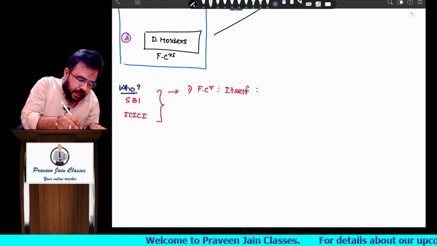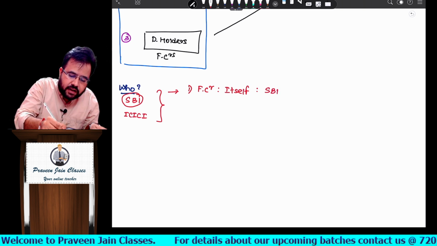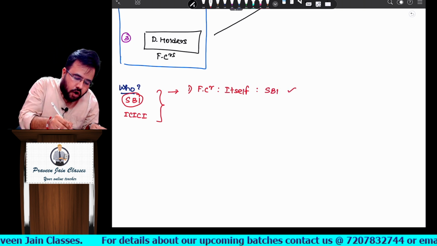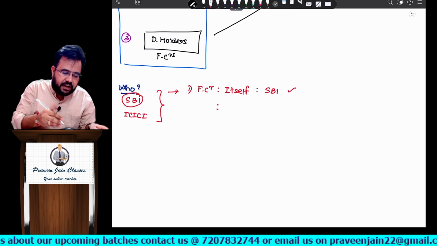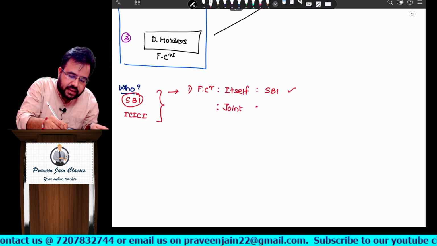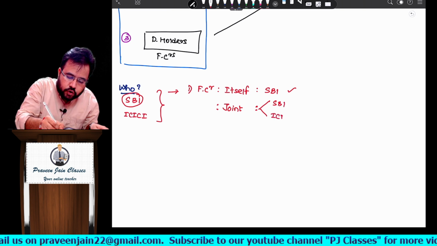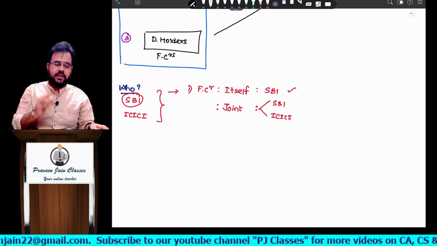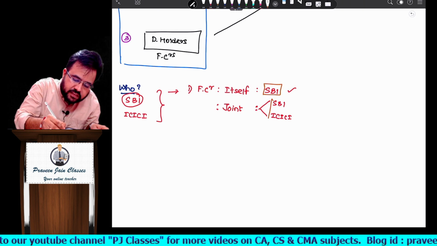In other words, imagine default has happened for SBI. Can SBI file an application? Answer is yes. Or a financial creditor can file an application with another financial creditor. This is nothing but our joint application. Can SBI along with ICICI together file an application? Yes. So the lawmaker said this model is also allowed, this model is also allowed.